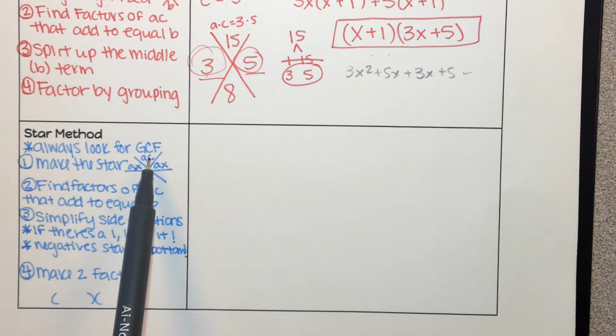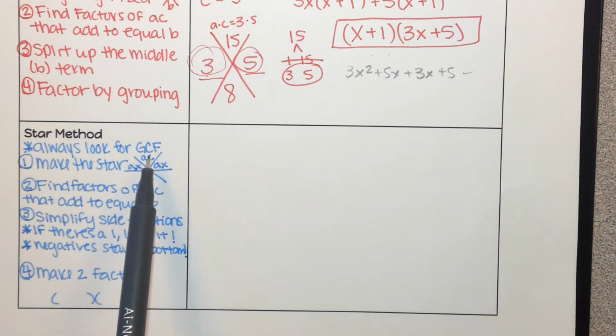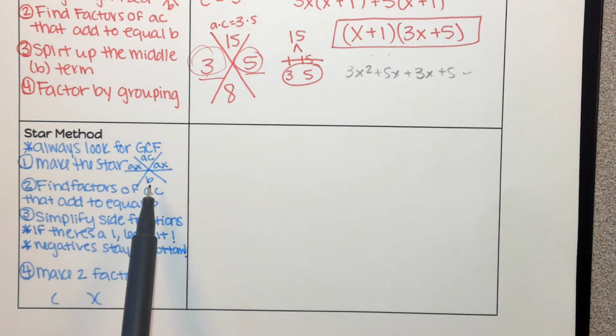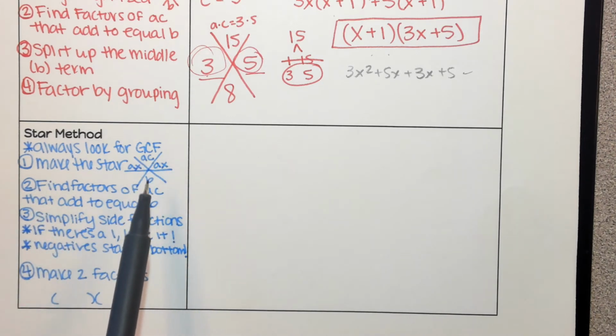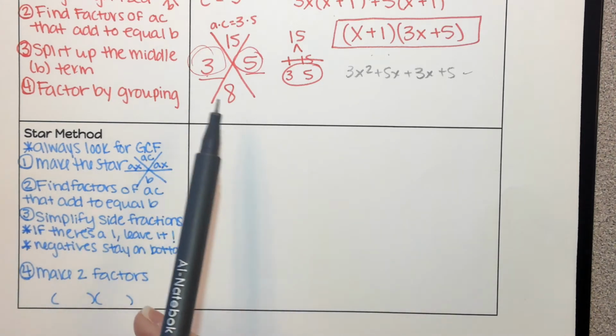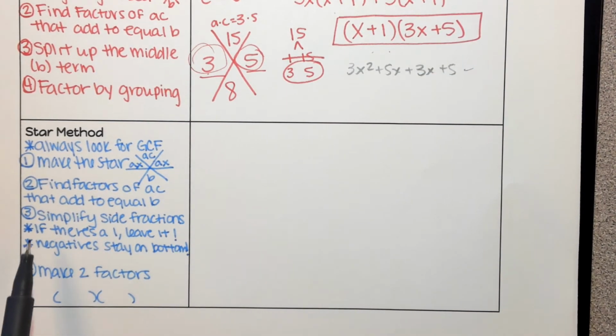Again, always look for the GCF, and then step number 1, make the star. You put AC in the top, B in the bottom, and AX on each side. Then you find factors of AC that add to equal B, which is very similar to what we did back in the factor by grouping.